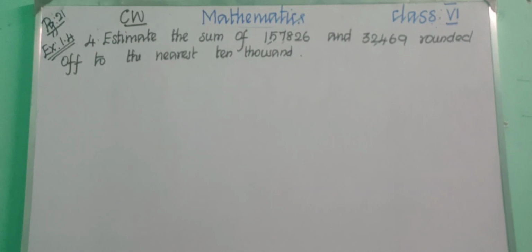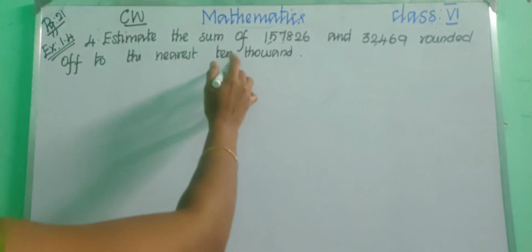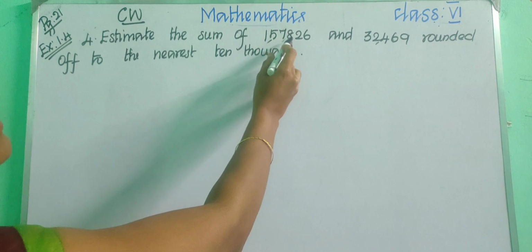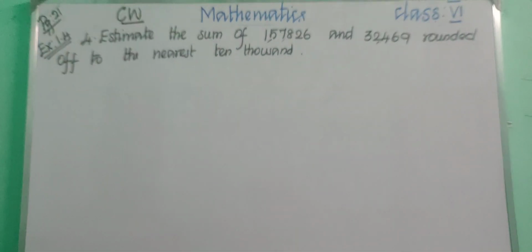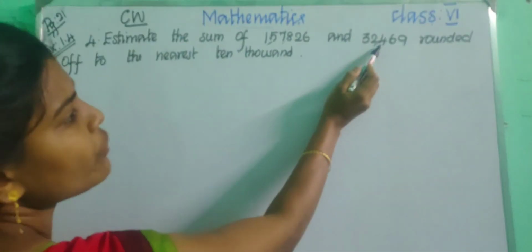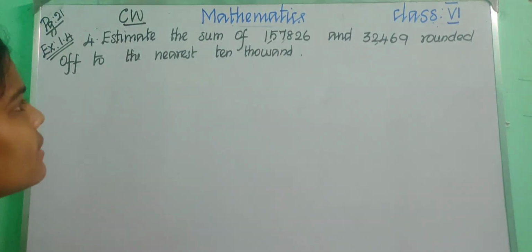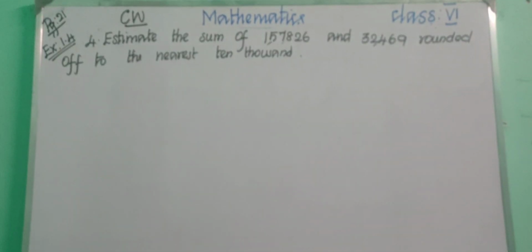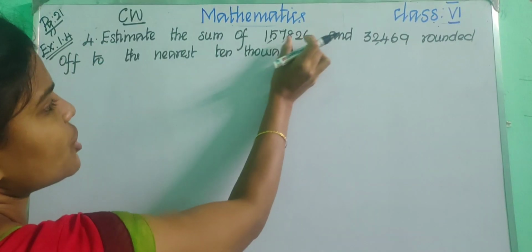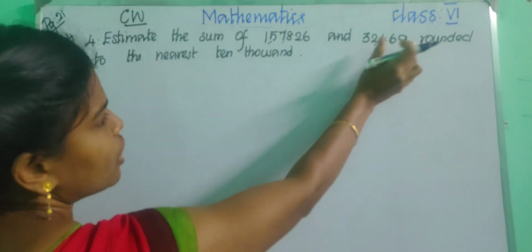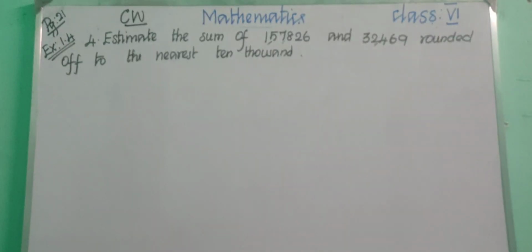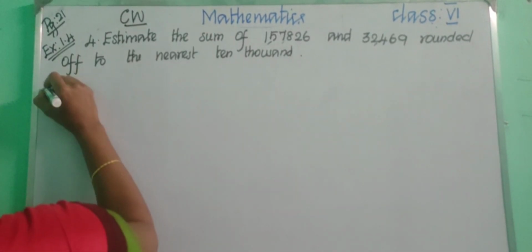So let us read this question. Estimate the sum of 1,57,826 and 32,469, rounded off to the nearest 10,000. Okay, children. First of all, we are going to find the round estimation of this number and the estimation of this number, and we are going to find the sum of that. Let us do. Okay children, so solution.